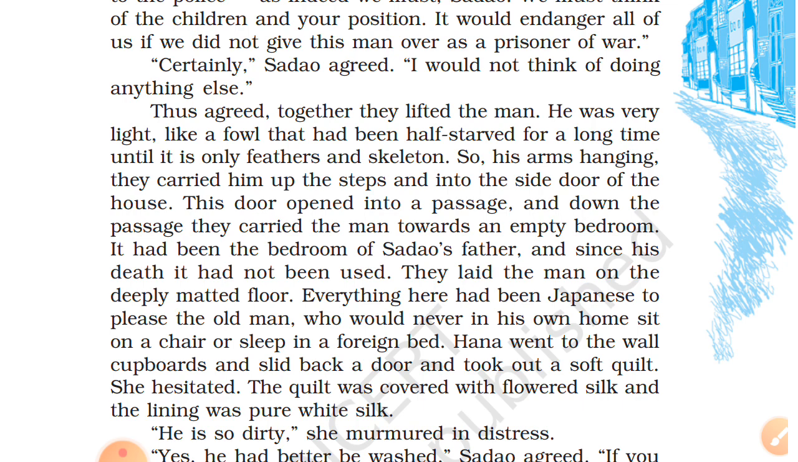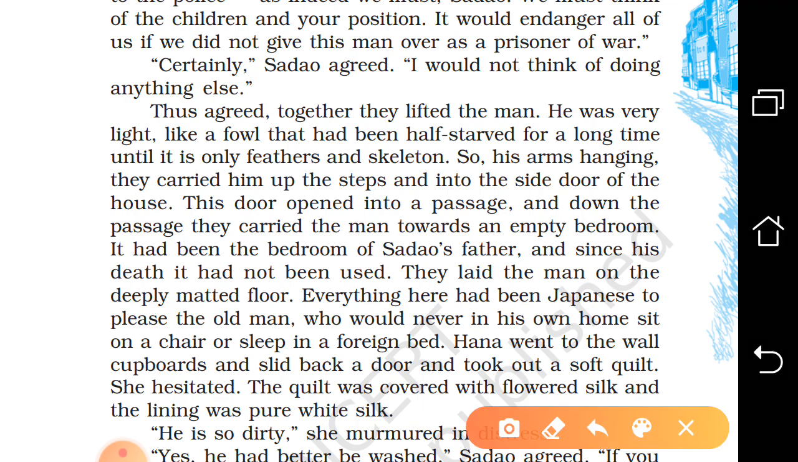So his arms hanging, they carried him up the steps and into the side door of the house. This door opened into a passage, and down the passage they carried the man towards an empty bedroom. It had been the bedroom of Shadow's father. So you have to note down that the prisoner of war was taken to their house and was kept in the bedroom of Shadow's father. Now Shadow's father is no more. He is dead and gone. And since his death, it had not been used.